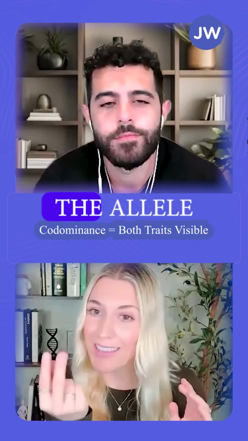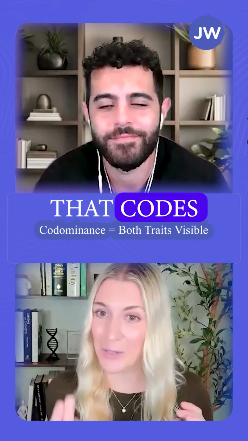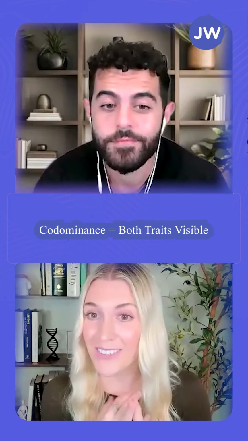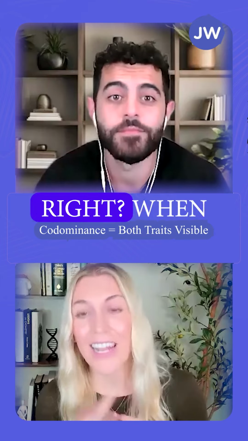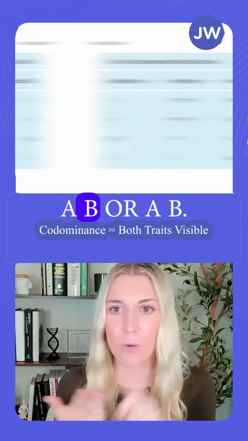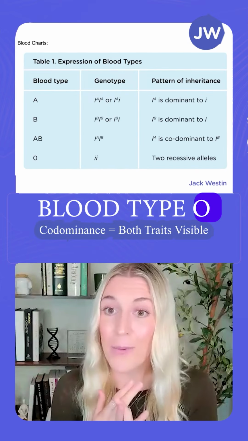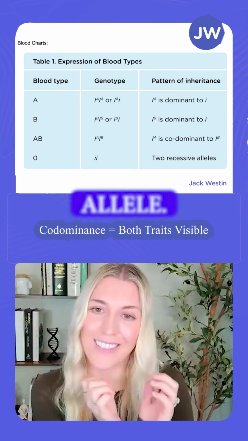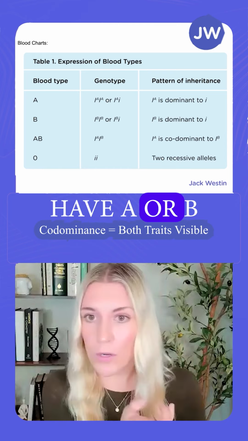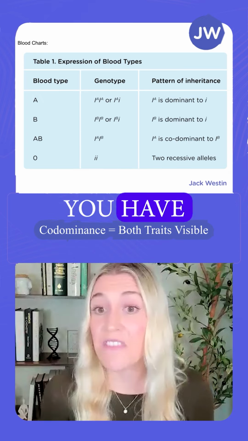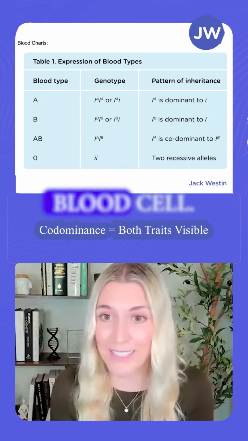But both the allele that codes for A and the allele that codes for B are dominant to the little i allele, which codes for nothing, right? When we talk about blood type O, right, which is not A or B or AB, blood type O means you have two copies of the little i allele. You don't have A or B antigens or proteins on the surface of your red blood cell. You have nothing. It's almost like a little naked red blood cell, right?